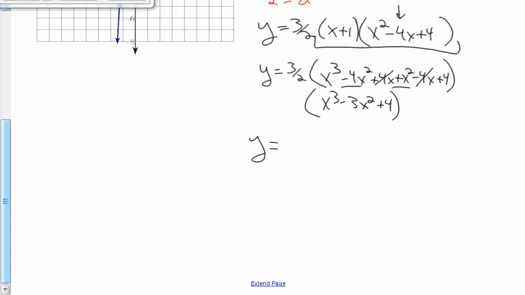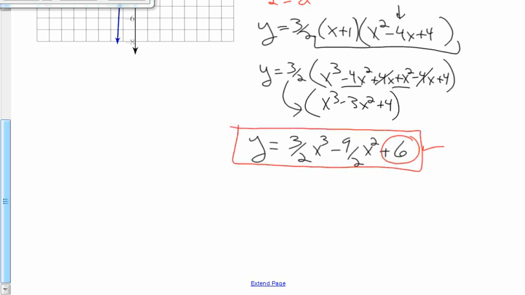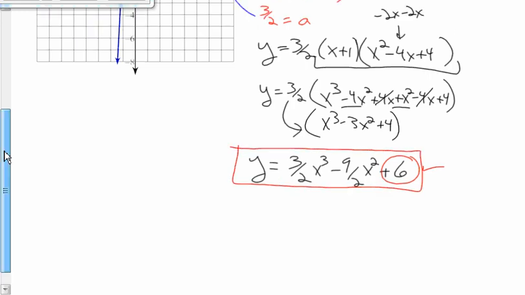The last thing to do is distribute the 3/2 to everything. So we have 3/2 x cubed minus 9/2 x squared plus 6. And one thing I just realized, kind of a good sign, is that our standard form constant should equal the y-intercept, and 6 was the y-intercept. So there's a good quick check that things probably happened as they should have. So this would be the standard form of that equation.